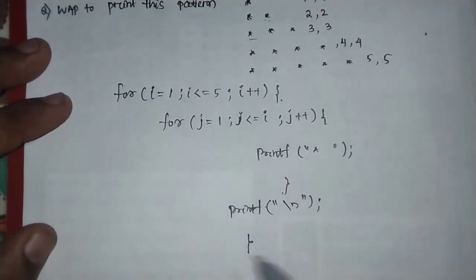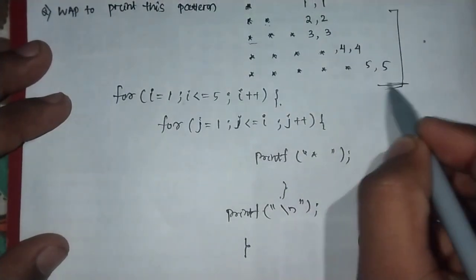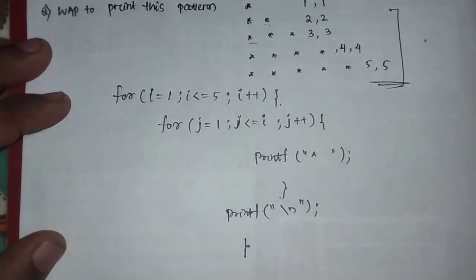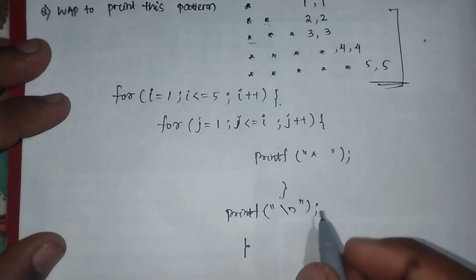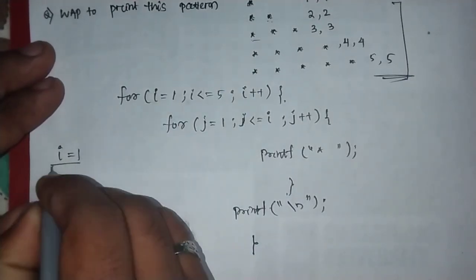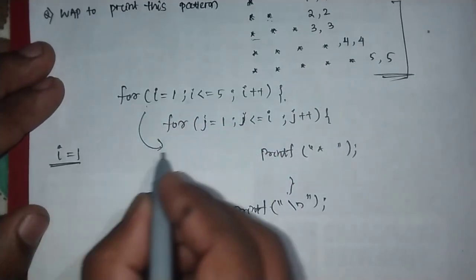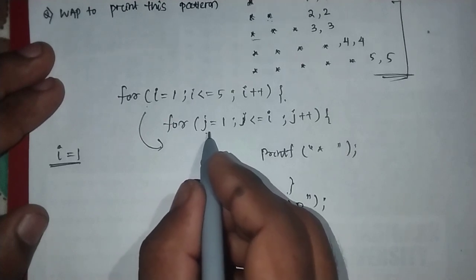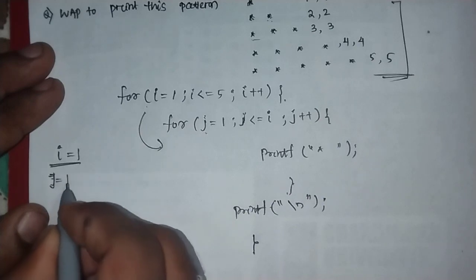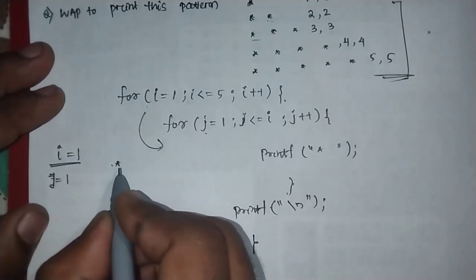After the execution of this code, the result will be this. This pattern will be printed. How is it printing like this? Let i equal 1. Now it will come to the inner loop. In the inner loop, the value of j equals 1. First, the value of j equals 1, so it will print 1 star in the first element.